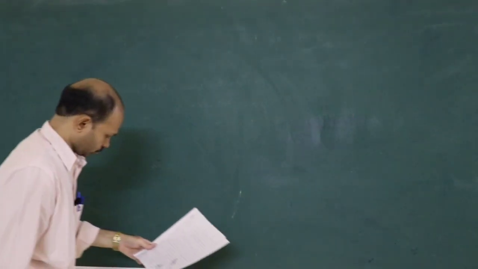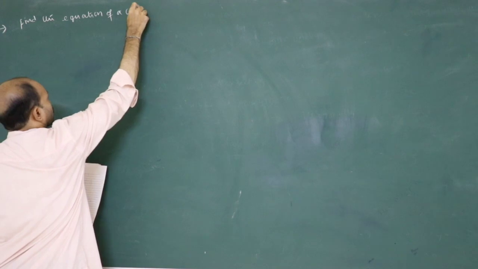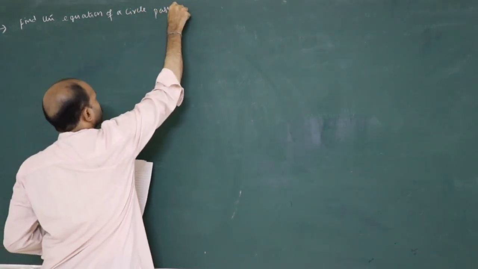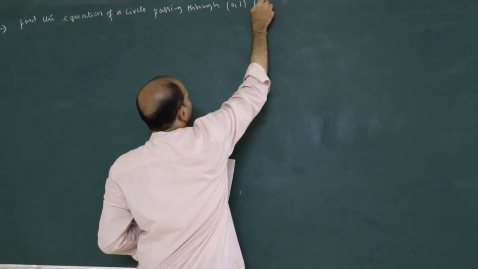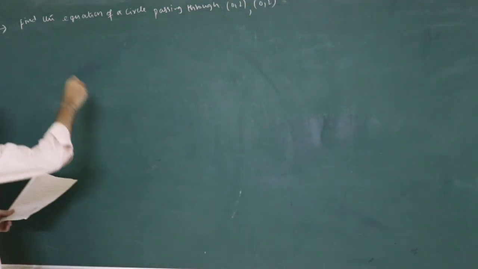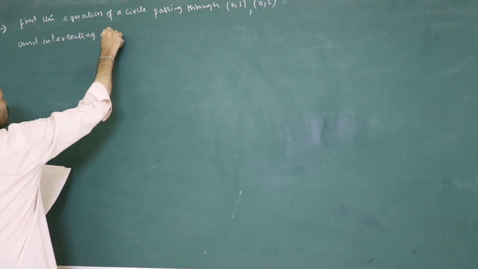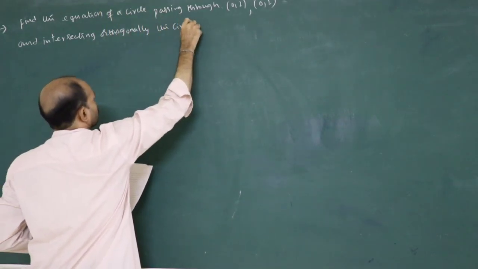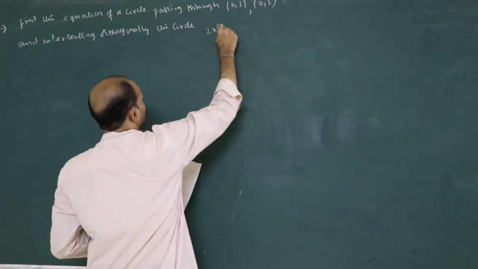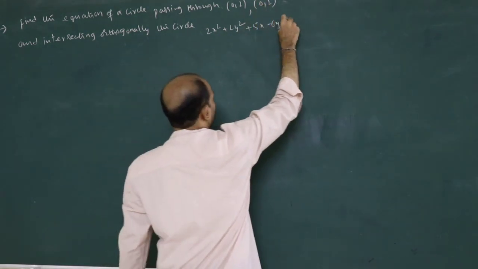Coming to the next question. Find the equation of a circle passing through 2, 0, 0, 2 and intersecting orthogonally the circle 2x square plus 2y square plus 5x minus 6y plus 4 is equal to 0.